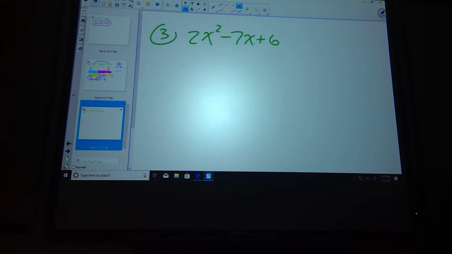Can I factor an x out of all three terms on there? No, because it's not there, right? Can I factor, say, a 2 out of all three terms? No, because it's 7. Correct? Okay. So I think we're going to have to start factoring this one. So what's my magical number got to be?